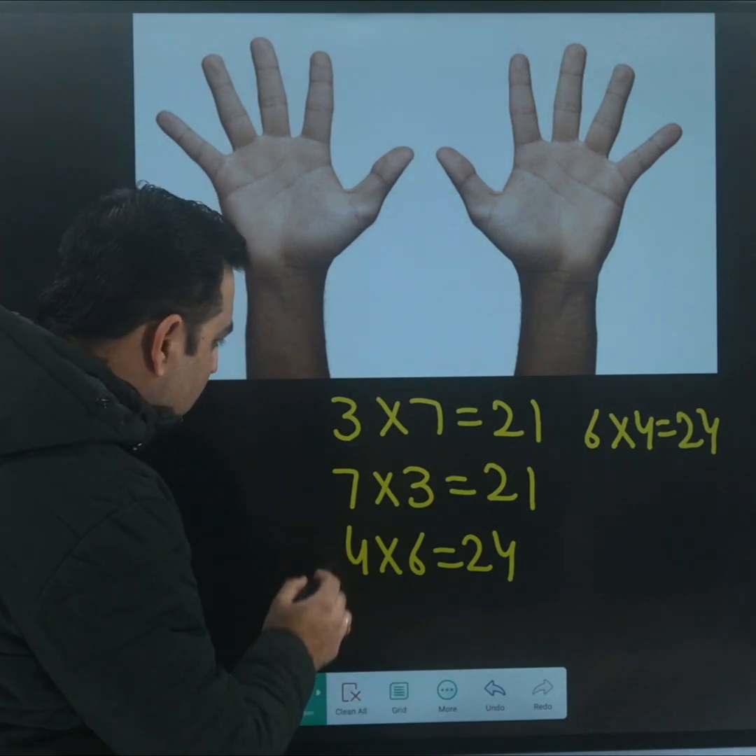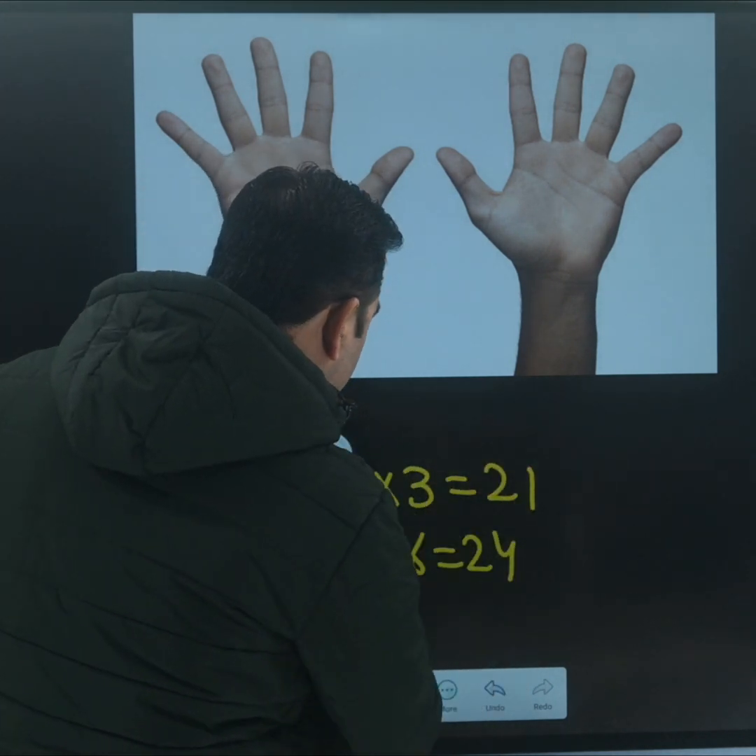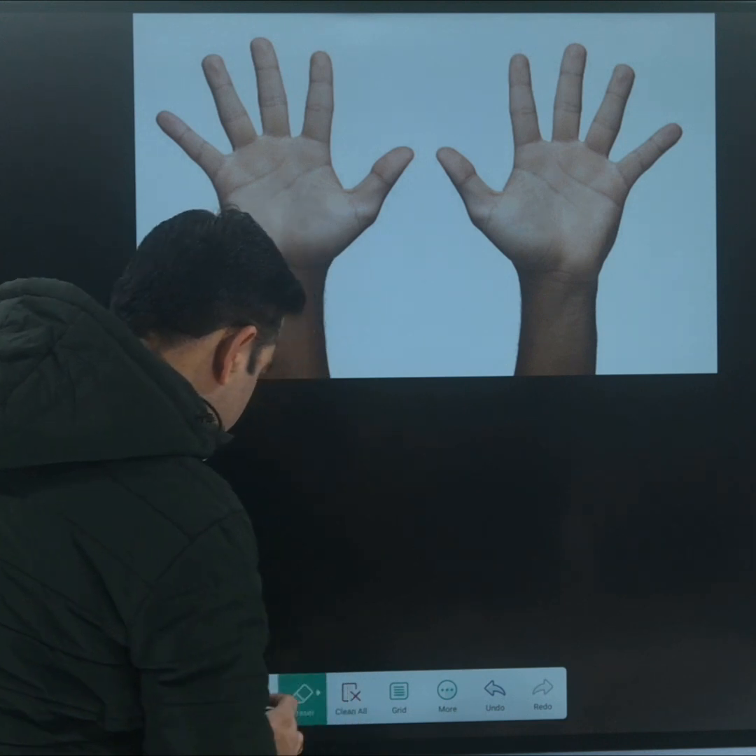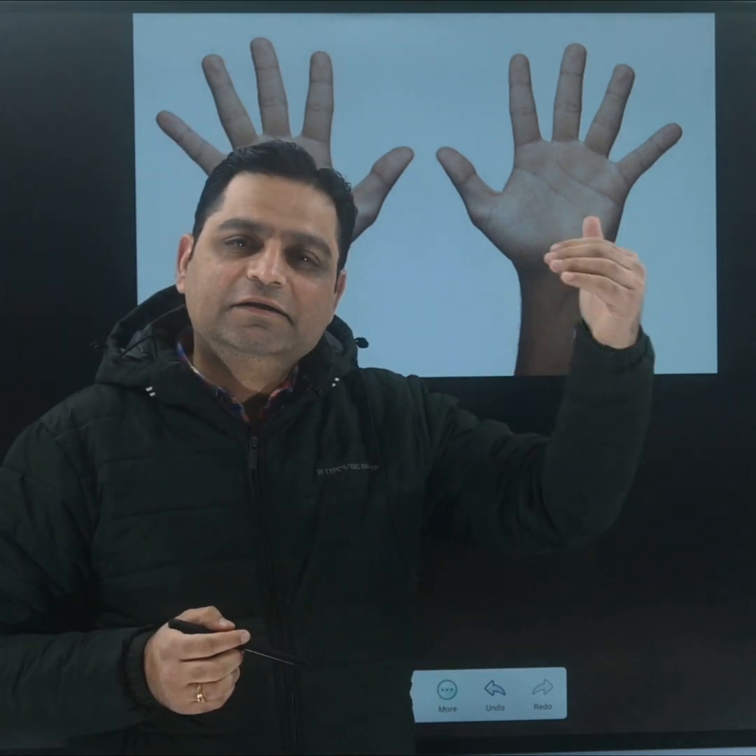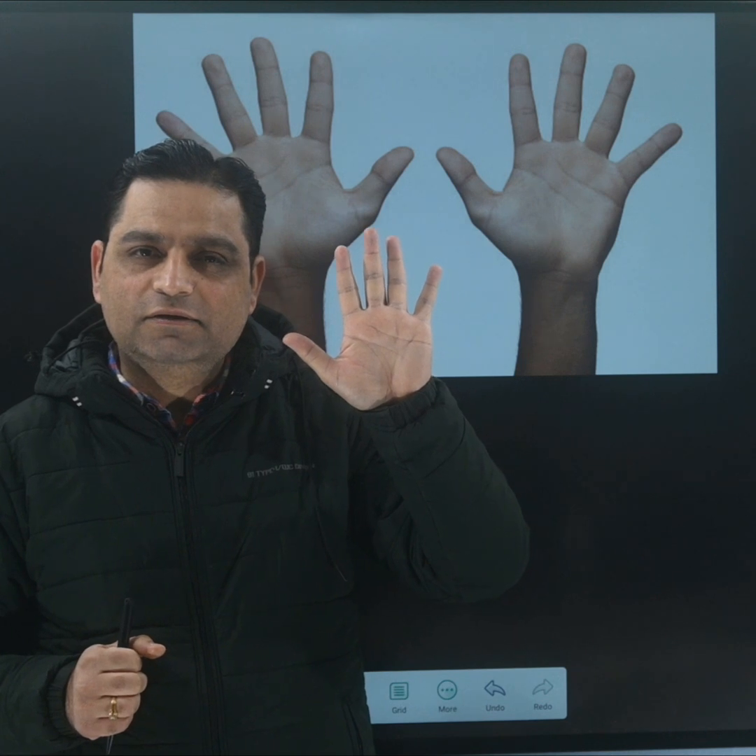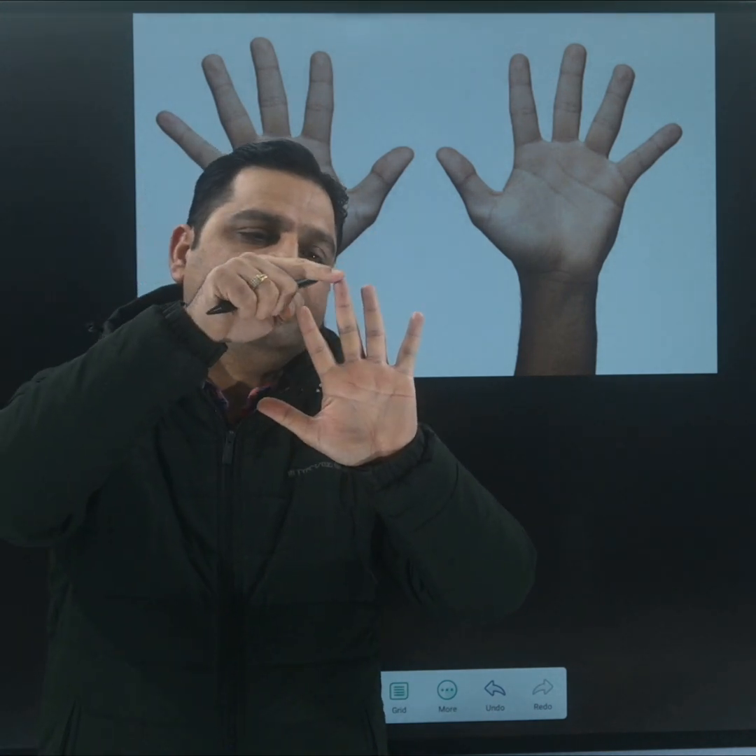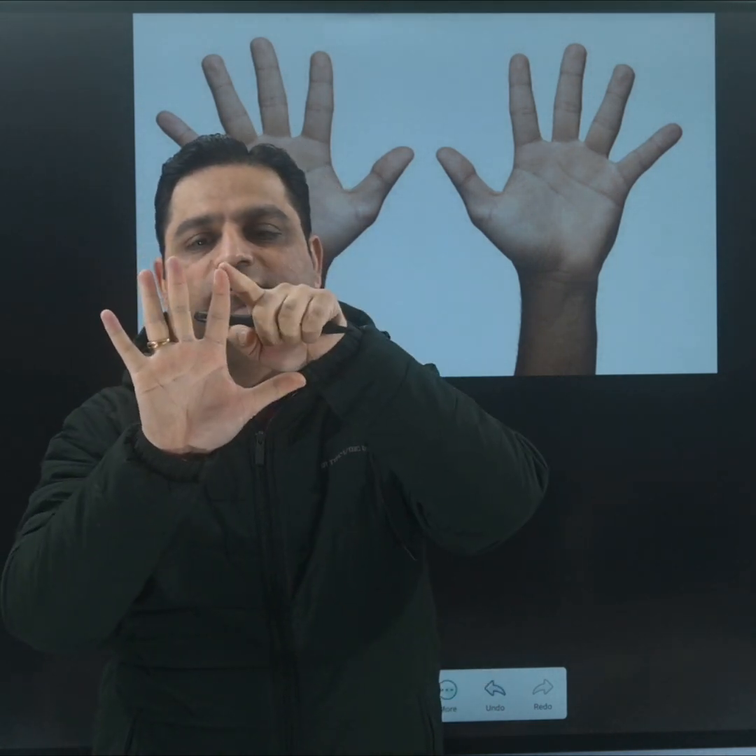Now, I am going to tell you how we can use our fingers for table dodging. I request all the parents to learn it properly so that they can teach the children further. Let's suppose this is my hand. You can see 5 fingers are there. I am considering this one as 6, 7, 8, 9 and 10. Same here, I am considering 6, 7, 8, 9 and 10.